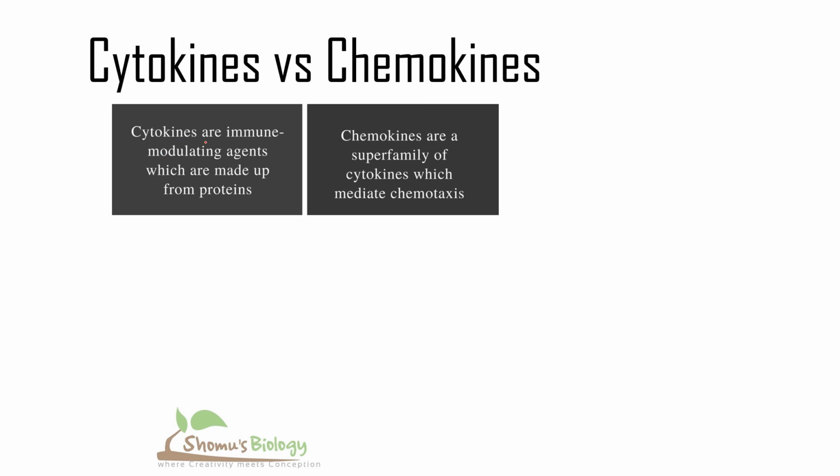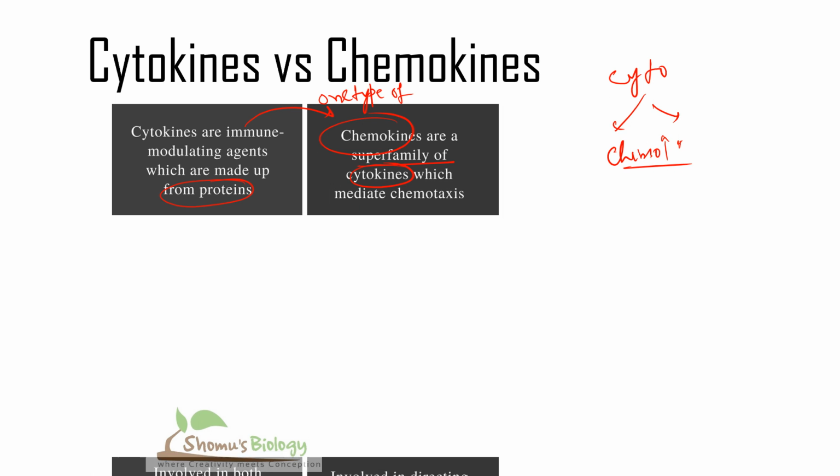The very first thing is the cytokines are immune modulating agents which are made up of proteins, while chemokines are a superfamily of cytokines. So we can say that chemokines are one type of cytokines. So cytokines is much bigger, and cytokines can be divided into multiple types, including chemokines. Okay, that is the very basic thing that you should remember.